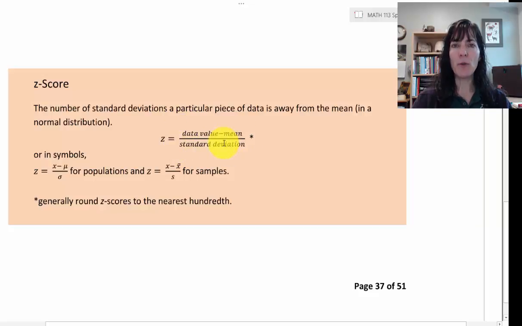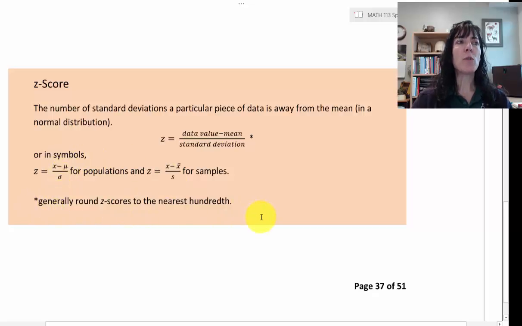And if you learn that, data value minus mean over standard deviation, it's going to work whether you're looking at a population or a sample. But if you want symbols, the symbols are a little bit different. For a population, we put in mu and sigma, and for a sample, we put in x bar and s, because those are the sample statistics.